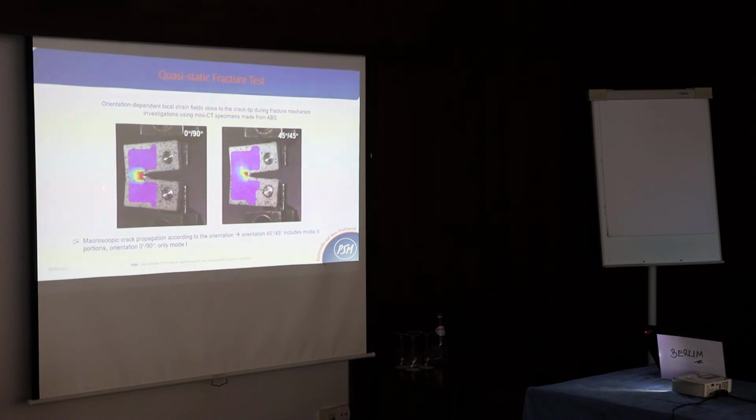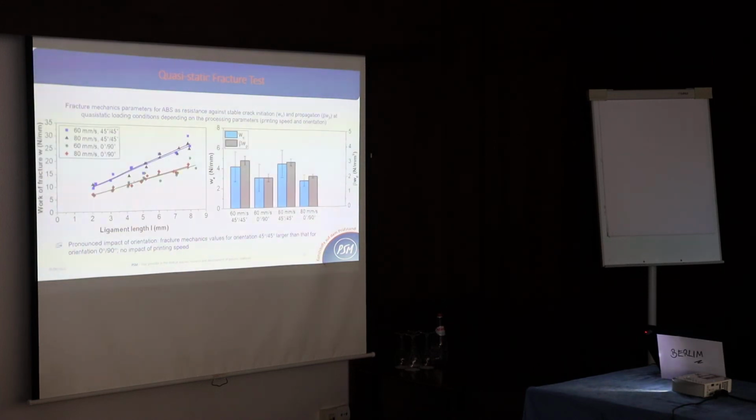We can see here such strain field maps. Clearly, if you have a 90 degree orientation, we have a very clear mode 1 direction of the crack. Not the same at 45, where you have a clear mode 1, mode 2 direction of the crack. This is very clearly seen in the isometric plastic zone. The same if you look into the work of fracture as a function of ligament length, you see two different parts of the slopes. The highest slopes are related to the 45, the lower slopes are related to the 90 degree orientation.